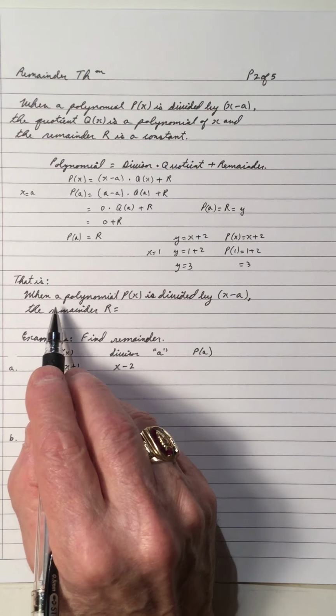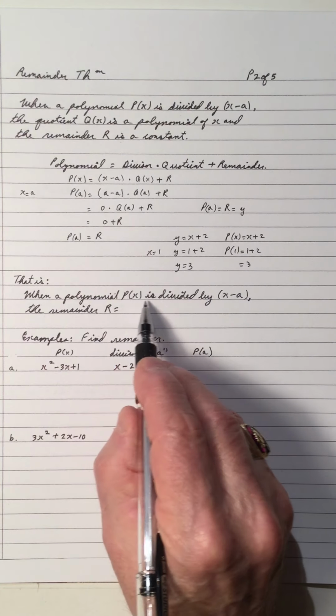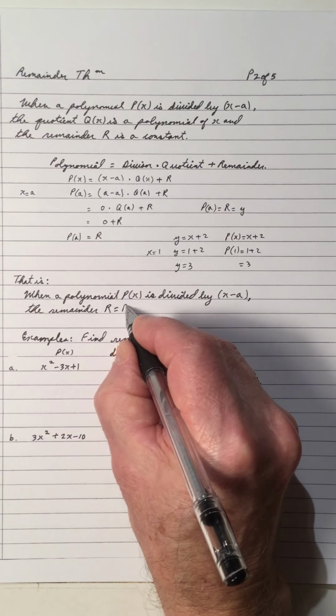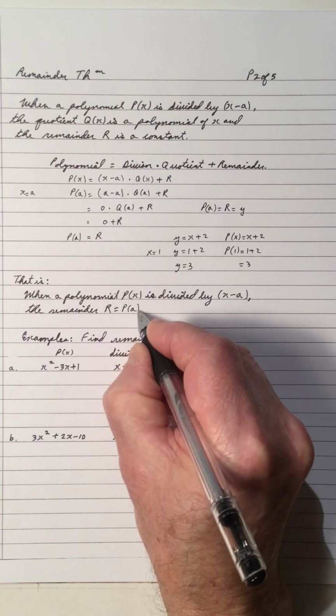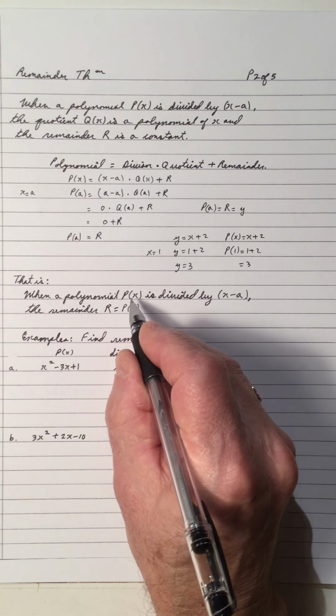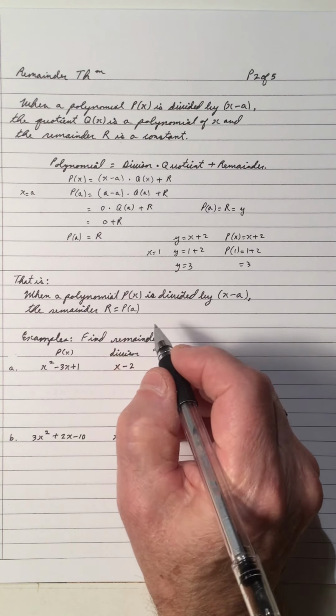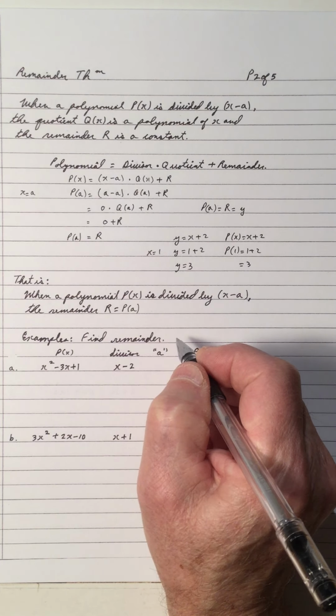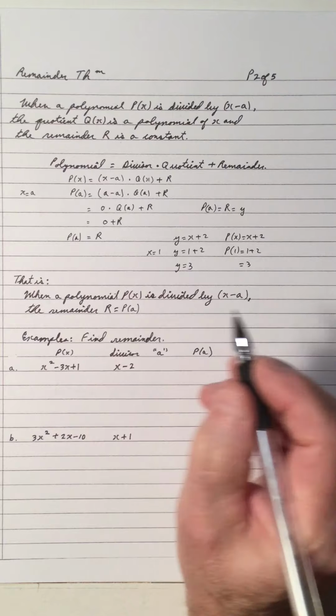That is, when a polynomial p of x is divided by x minus a, the remainder r is p of a. So subbing the value of x into the polynomial, the constant that's on the end is the remainder.